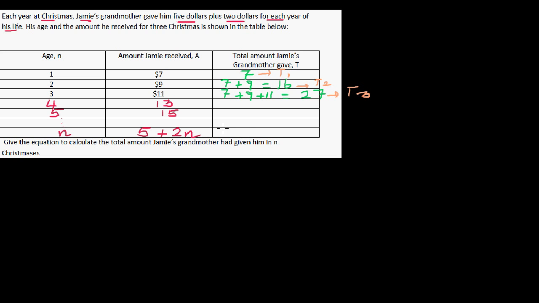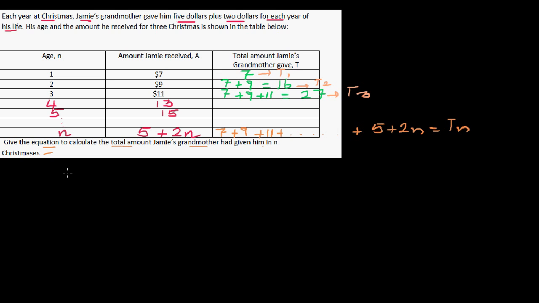In the nth year, Jamie's grandmother would have given 7 plus 9 plus 11, plus, you can put dot, dot, dot, plus the last, which is 5 plus 2n. And let's call that Tn. So the question is, how would you find the formula? Give the equation to calculate the total amount Jamie's grandmother had given him in n Christmases. So after n number of years, what's the total amount she gave?